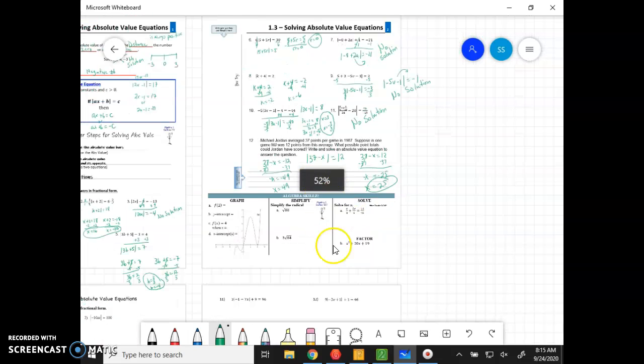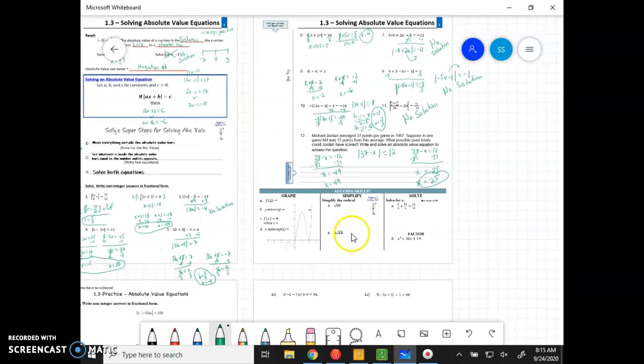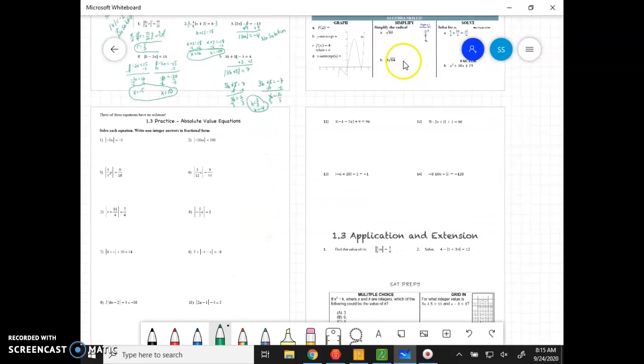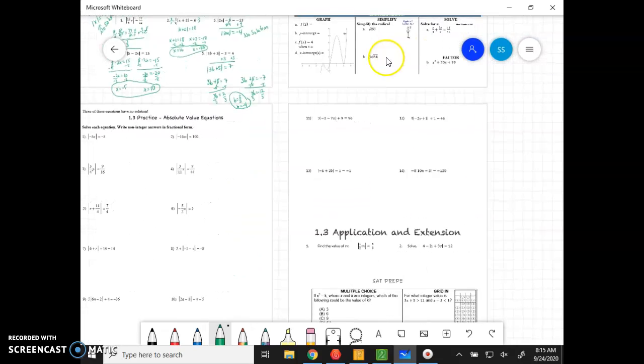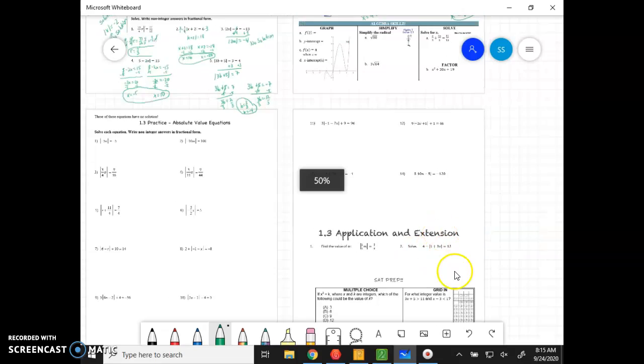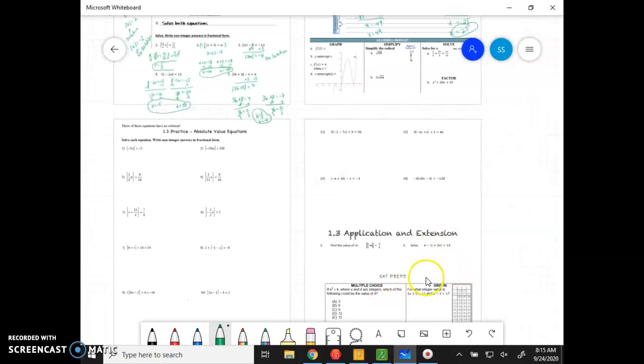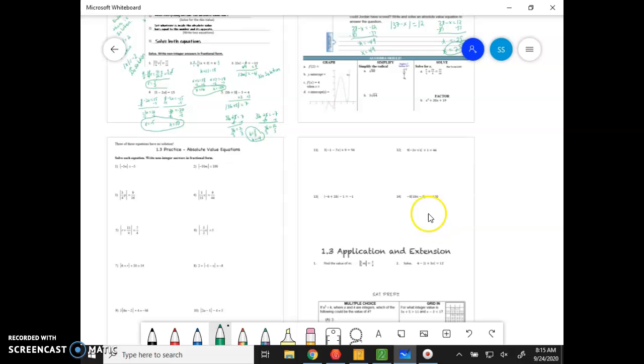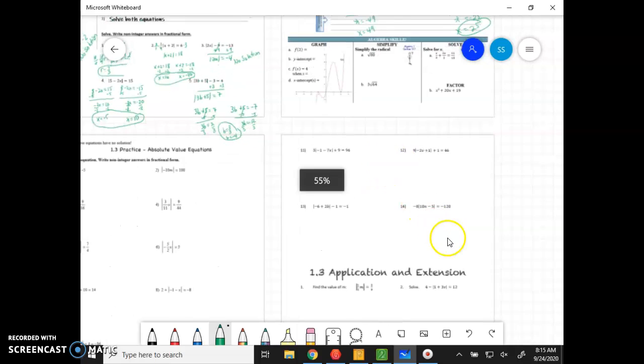Okay, so that is it for absolute value equations. You guys can give the rest of these practice problems and these two extension problems. And then there's also a little SAT prep here at the bottom. You guys should give those a shot as well.